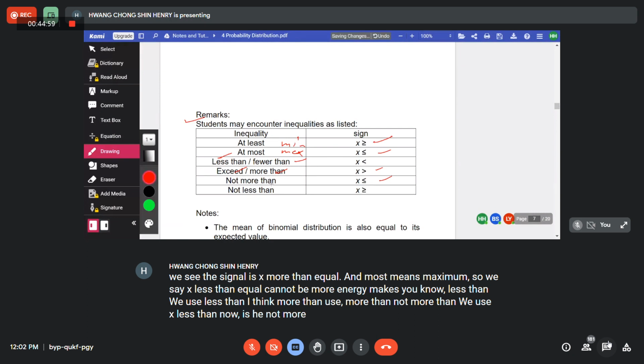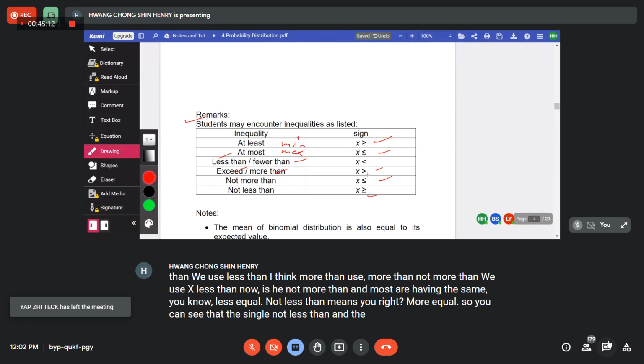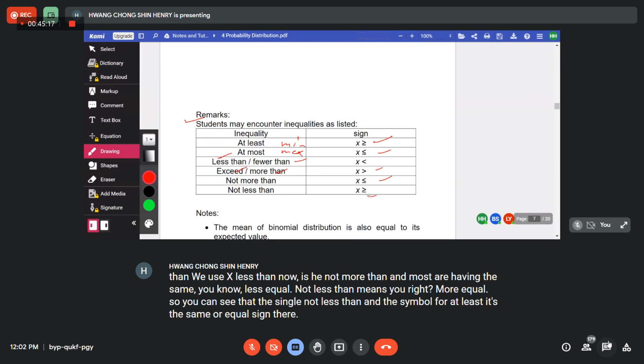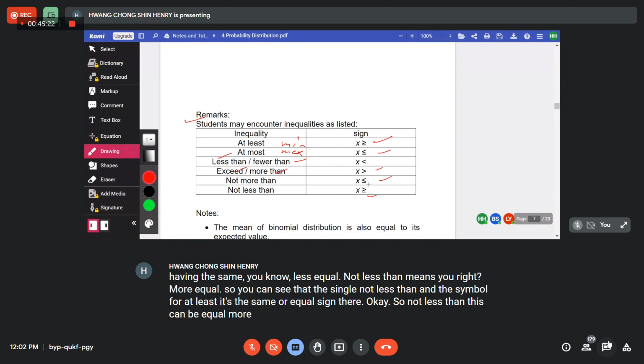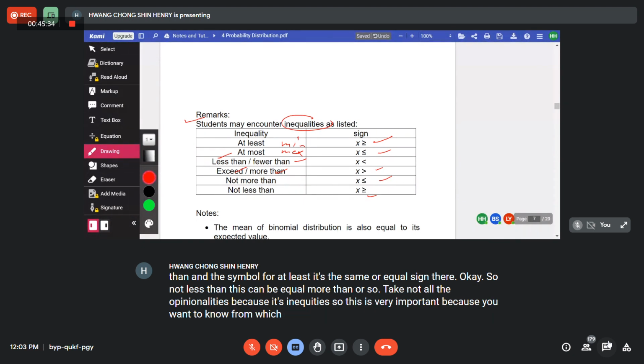Now you see not more than and at most are having the same symbol, less than or equal. Not less than means you write more than or equal. So you can see that the symbol for not less than and the symbol for at least is the same, with the equal sign there. Okay, so not less than means can be equal, not more than also. So take note of all the inequalities, we call it inequalities. So this is very important because you want to know from which probability up until which probability.